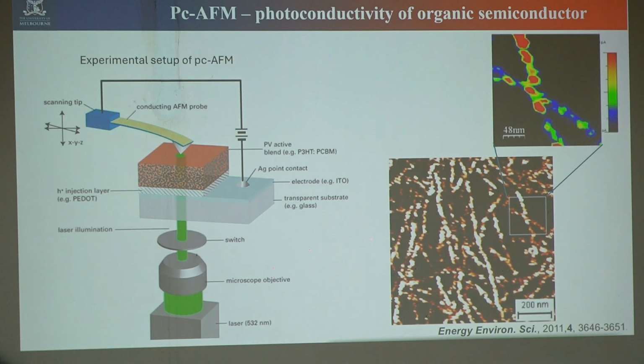So those things we can map here. This is a focused image where we can see the conductivity of the domain. The photoconductive AFM is another tool. We can do nanoscale mapping of this photoactive layer, to see where exactly the light harvesting is happening, and that we can probe using a conducting probe, photoconducting AFM.